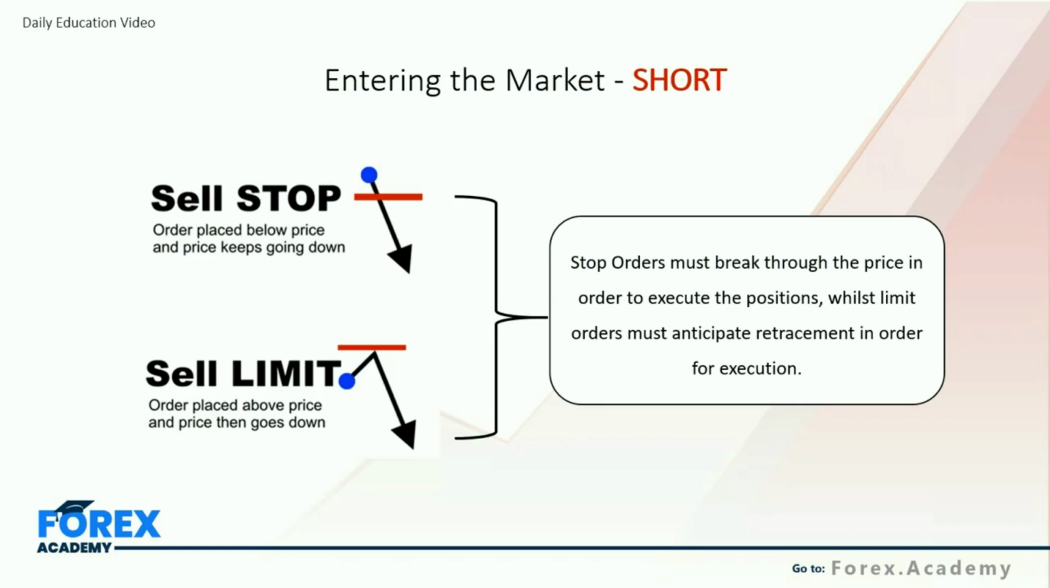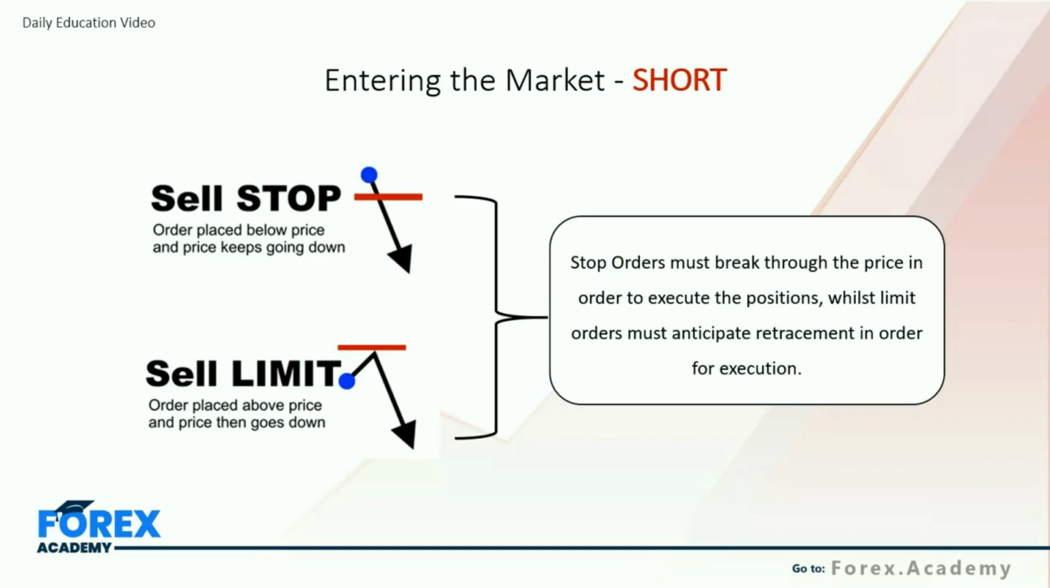So you can see a very strong difference between using stop orders and limit orders. Stop orders must break through the price in order to execute the positions, whilst limit orders must anticipate retracement in order for execution. Okay, so a very simple example is how we look to enter these markets, how we look to use different order types to proficiently affect our technical analysis, whether we're looking to follow that momentum or whether we think a market is overvalued.